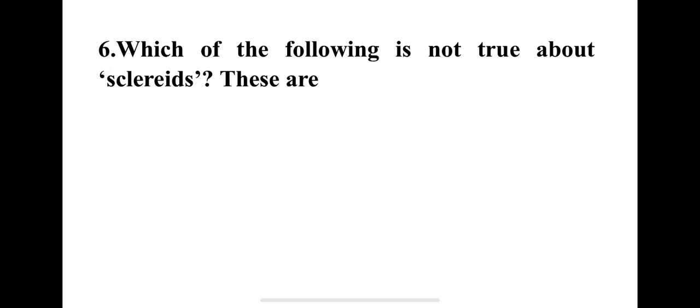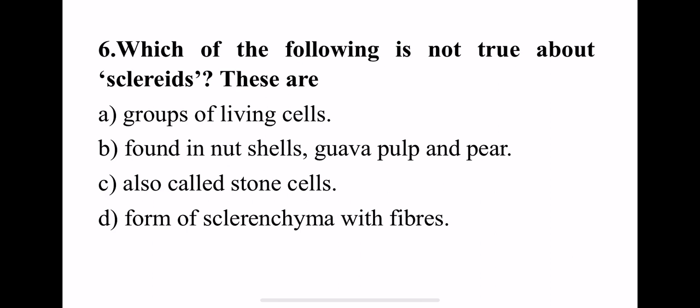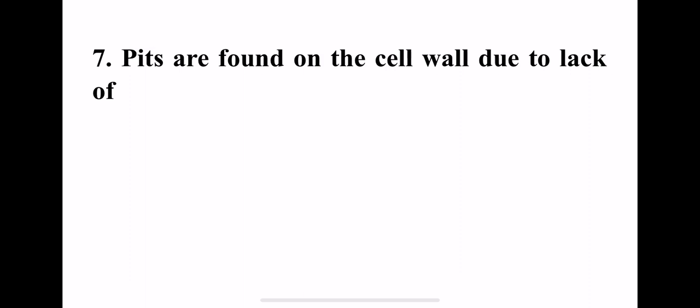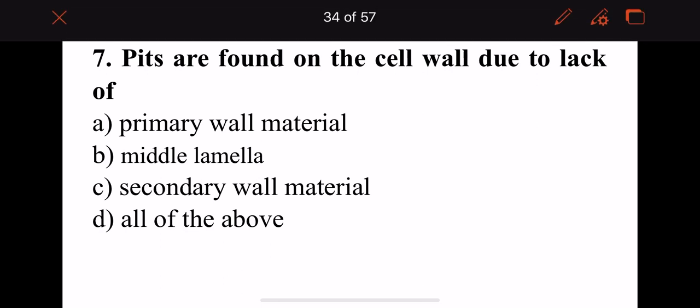Question 6: which of the following is not true about sclerites? These are groups of living cells. Sclerites are found in nutshells, guava pulp and pear, also called stone cells, and they form sclerenchyma with fibers. Sclerites are a type of sclerenchyma, and sclerenchyma is not a living cell. So option A is the correct answer. Next, pits are found on the cell wall due to lack of: A, primary wall material; B, middle lamella; C, secondary wall material; D, all of the above.